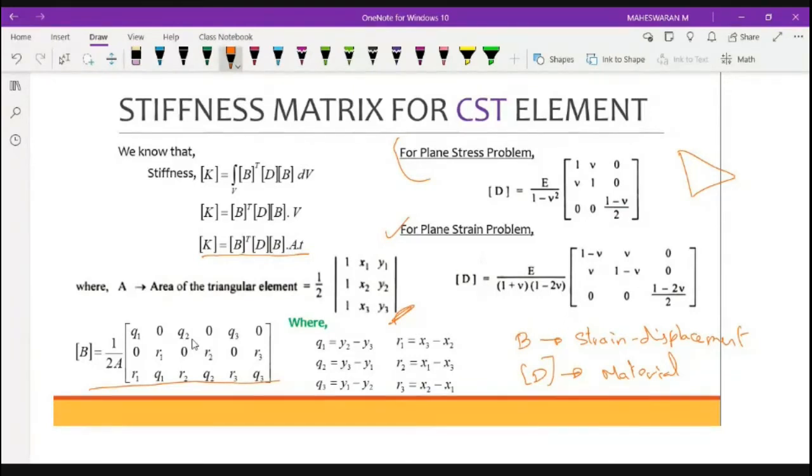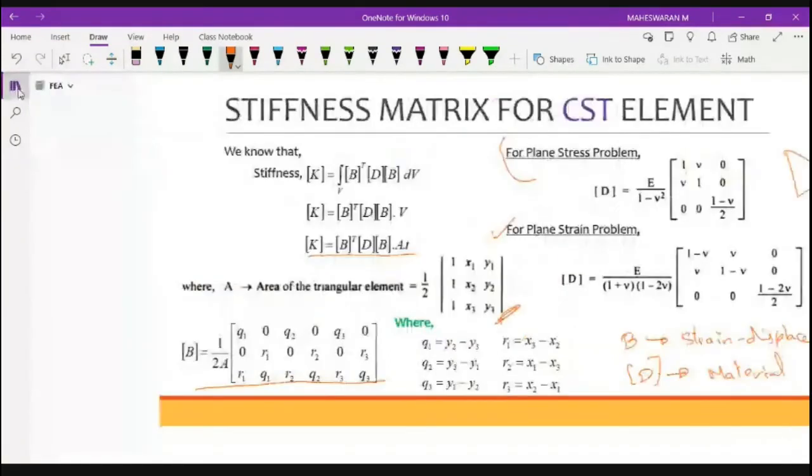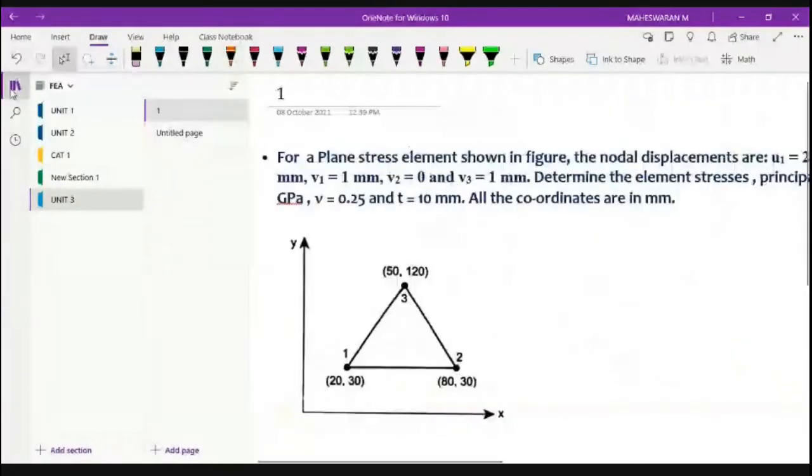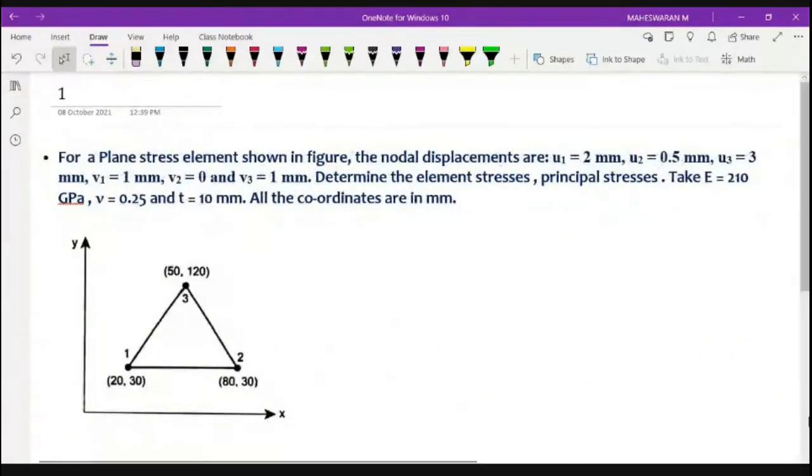Now we will try to solve one problem related to the CST element. I hope we already solved one problem related to identifying the stiffness matrix, right? So now we will go for one more, which is identifying the stresses. Let me consider this.